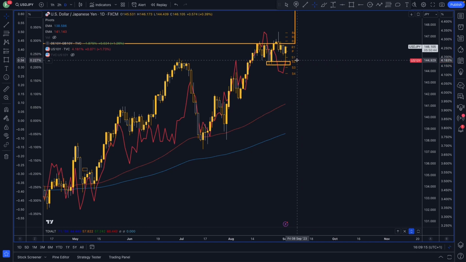So that's a quick question on the relationship between the yen and US bonds.